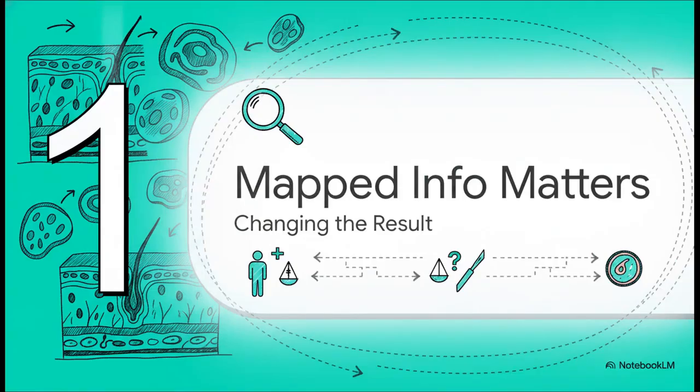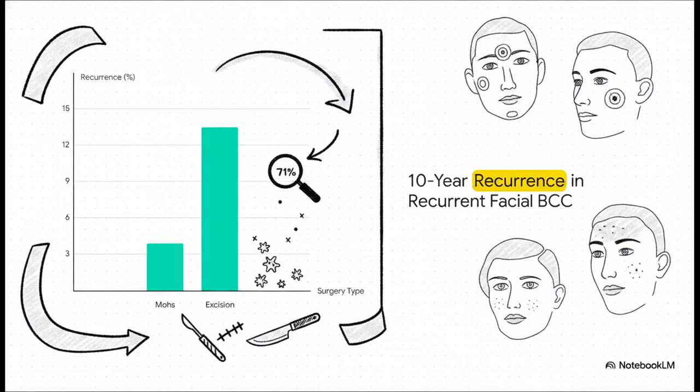Section 1. When mapped information changes the result. This data point is absolutely compelling. In a randomized trial for recurrent facial basal cell carcinoma with a 10-year follow-up, the recurrence rate after Mohs was just 3.9%. After standard excision, it was 13.5%. To put that into plain English, that's about 1 recurrence in 25 patients for Mohs, compared to about 1 in 7 for standard excision. That is a massive 71% relative reduction for this specific high-risk population.